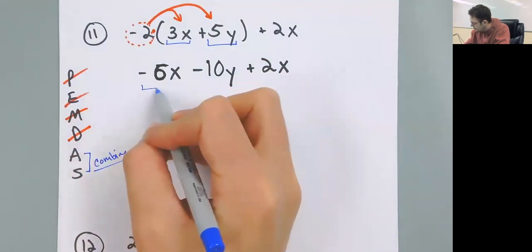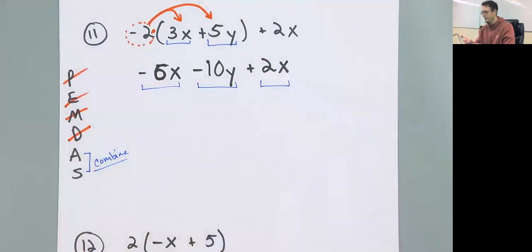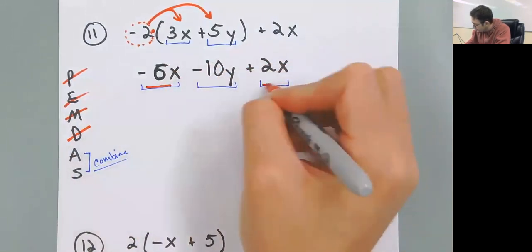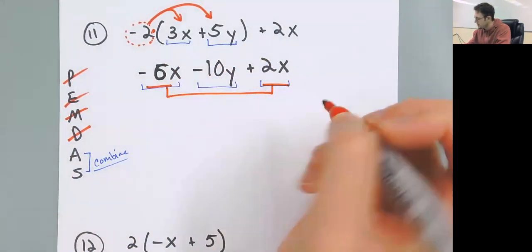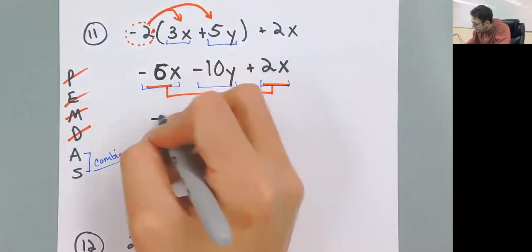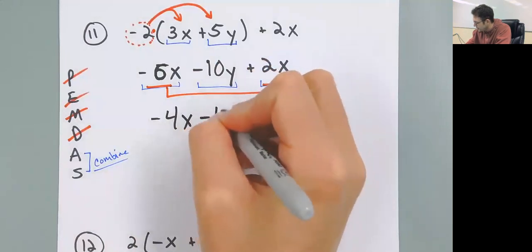All right, I got this term, and this term. So which ones are like terms? Well, I have negative 6x and 2x. So I'm going to combine those. What is negative 6x plus 2x? That would be negative 4x. And then I did not touch the minus 10y.